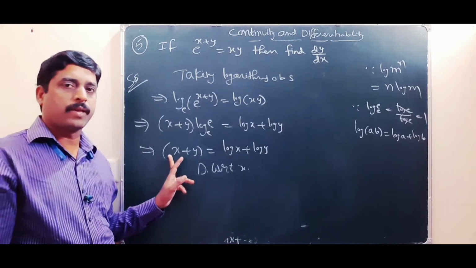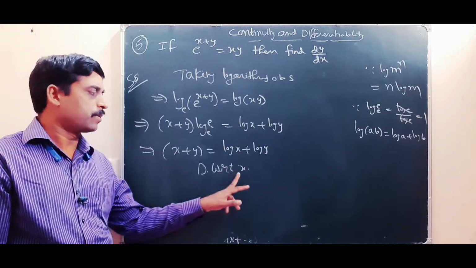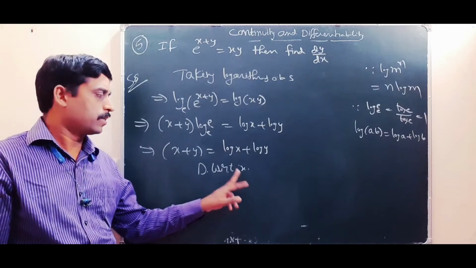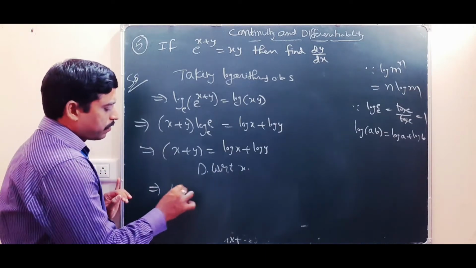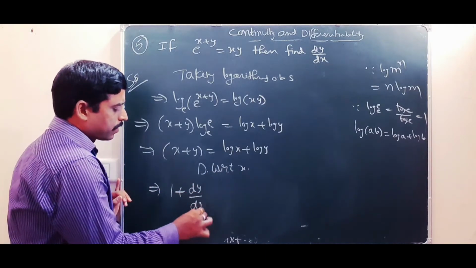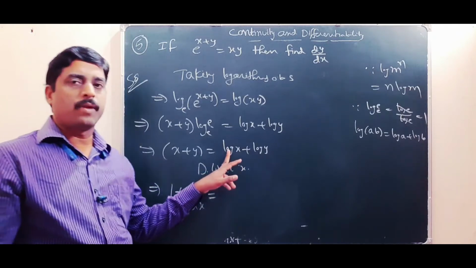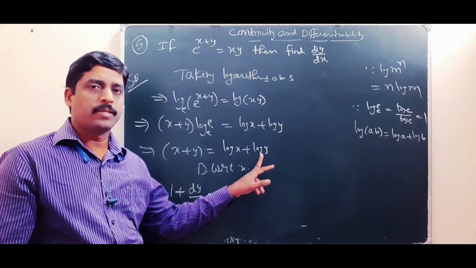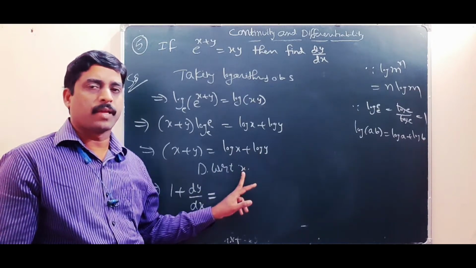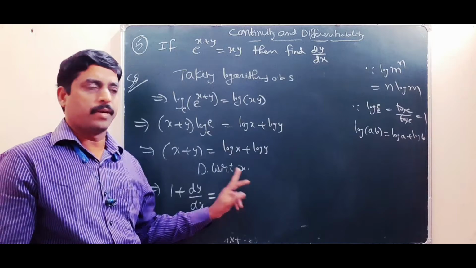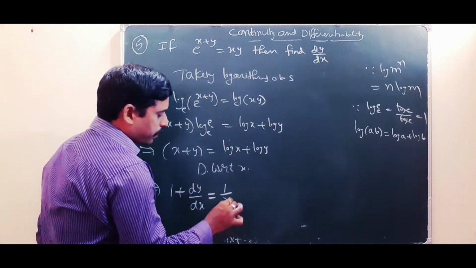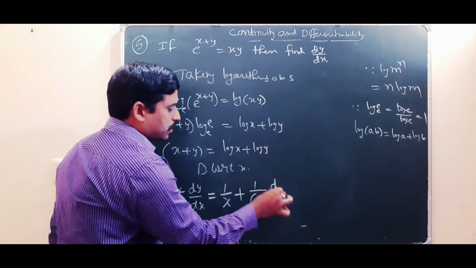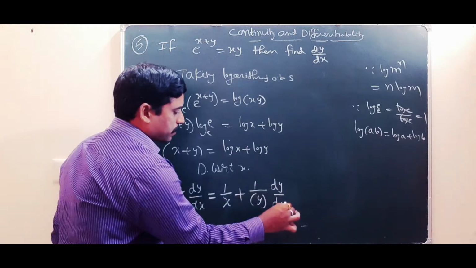So differentiation of x with respect to x is 1. Differentiation of y, we get dy by dx, with respect to x. So 1 plus dy by dx equals, differentiation of log x with respect to x, we get 1 by x. Differentiation of log y with respect to x is 1 by y into dy by dx. So differentiation of log y is 1 by y, but y differentiation with respect to x, into dy by dx.